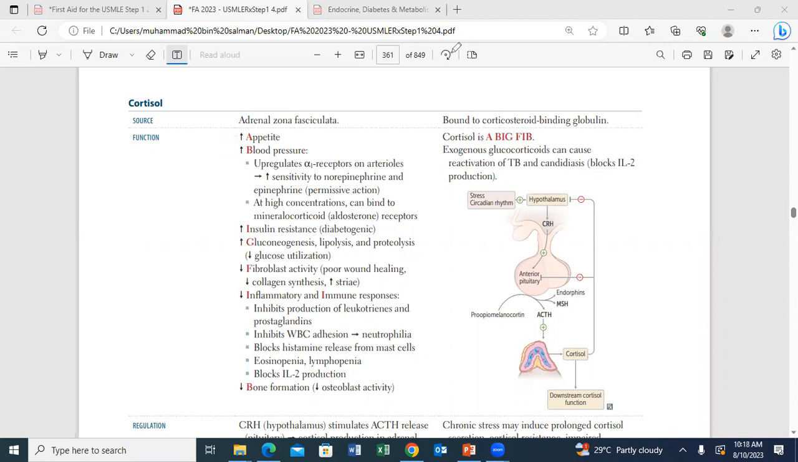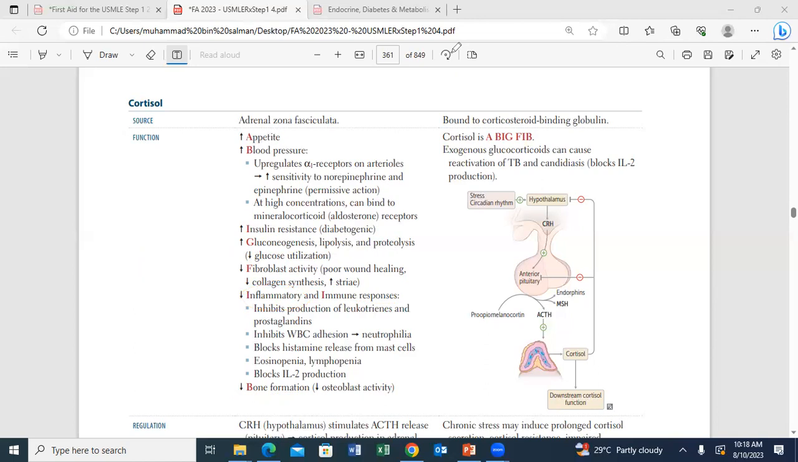All right. So cortisol increases the blood pressure, it increases the blood glucose, it increases the appetite. Since it is increasing blood glucose, they present it as increased insulin resistance. All right. And the blood glucose is increased by increasing gluconeogenesis and increased proteolysis, and the steps are similar to glucagon, right? And then the fibroblast activity gets poor. The inflammation is decreased, the inflammatory responses are decreased, the bone formation is decreased. And since it is decreasing the inflammatory response, that is why we use them in inflammatory situations, right?